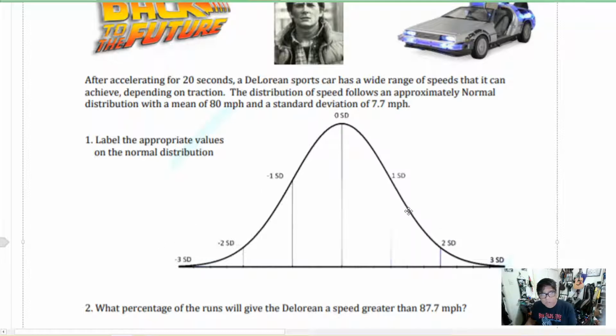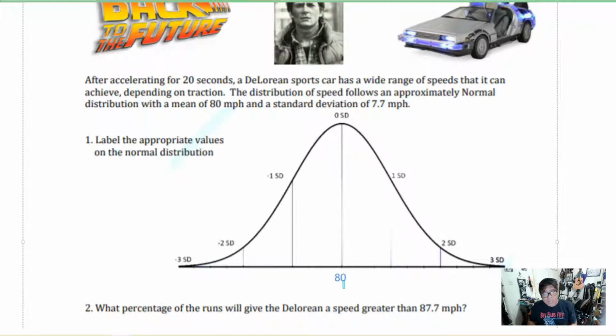So this is what the normal distribution looks like. We're going to keep writing standard deviations above the normal curve. And below the normal curve, we're going to be putting numbers in context. For example, in this DeLorean sports car, the mean is 80. So right down at the bottom, underneath 0 standard deviations, we're going to write the number 80 because 80 is the mean, and the mean is 0 standard deviations away from the mean.